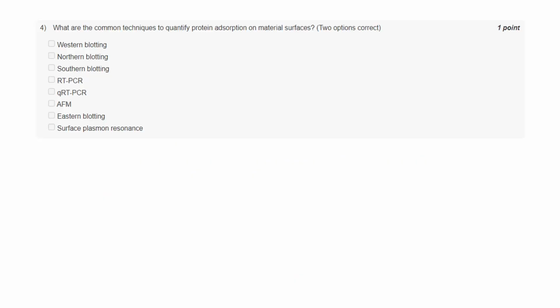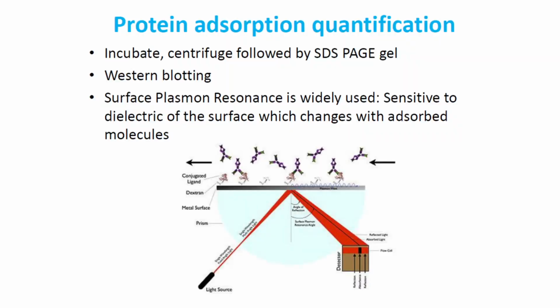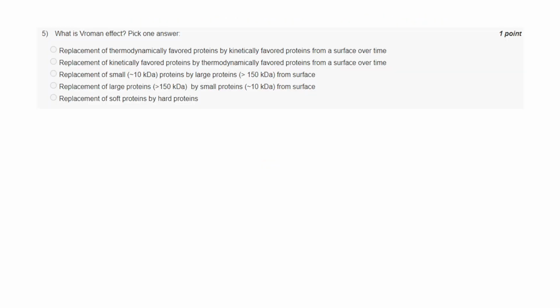Next question was, what are the common techniques to quantify protein adsorption on material surfaces? And the right answer was Western blotting and surface plasmon resonance. Next question was, what is Vroman effect? And pick one answer. The correct answer was replacement of kinetically favored proteins by thermodynamically favored proteins from a surface over time.